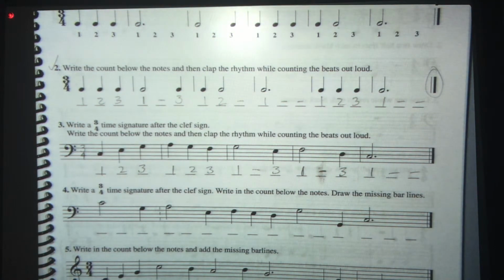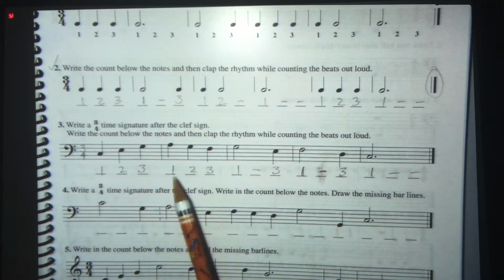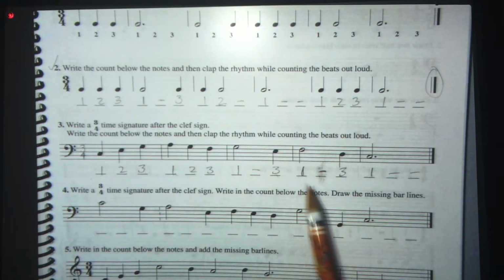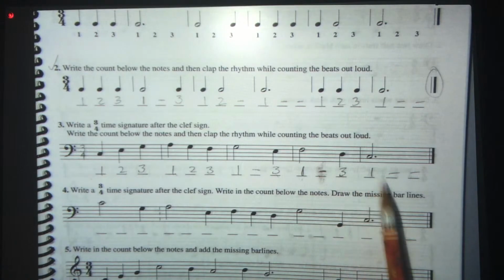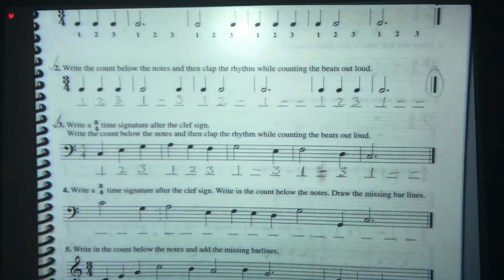And let's clap and count that. You get to do it while you follow my pencil. 1 and 2 and 3 and 1 and ready and go. 1 and 2 and 3 and 1 and 2 and 3 and 1 and 2 and 3 and 1 and 2 and 3 and 1 and 2 and 3 and done. Piece of cake. And I hope you clap that.